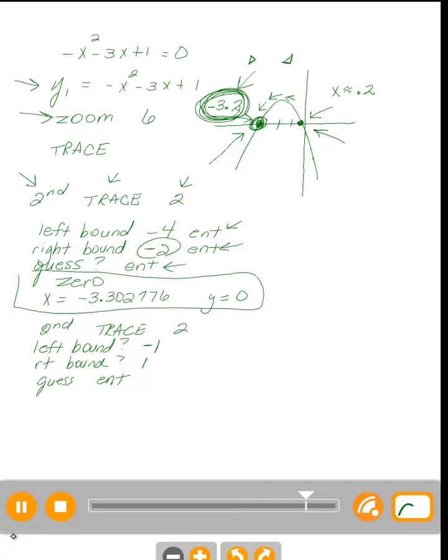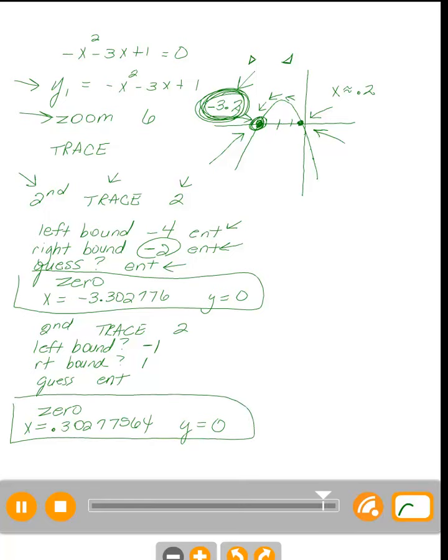And when I do that, let's see what I get. It says zero again, and under it says x equals 0.30277564, and the y is 0. So there's my other intercept. And if it asks you to list these separated by commas, rounded to 2 decimal places, your answer would have been negative 3.30, comma, 0.30.